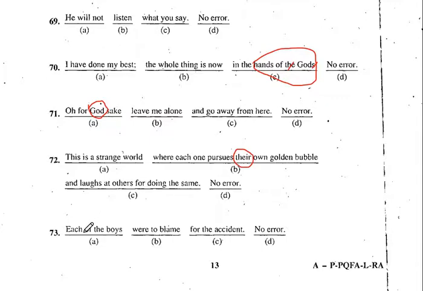See here, this question is appearing again on each one. Now again, each of the boys. Each, again, we have said is singular. So each of the boys, let it be plural, but we have to think about each. So we are referring to each boy. So here the error is in where. It is referring to only one, isn't it? So was to blame. Each of the boys was to blame for the accident. You got it now? So what will we do now?